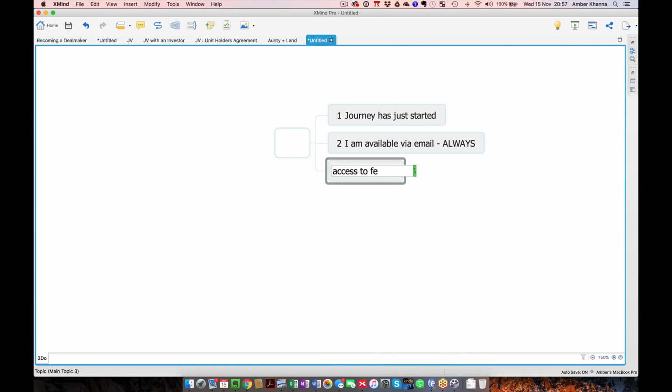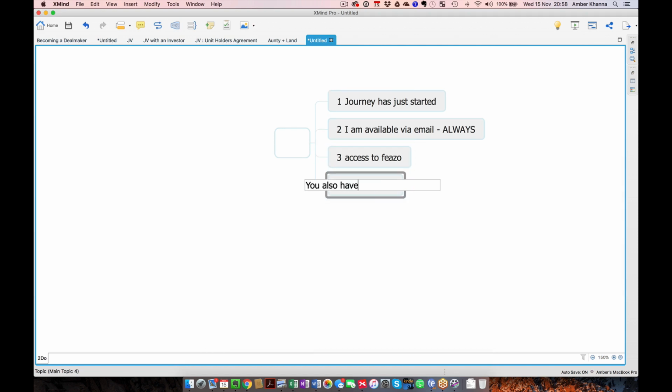So, access to the feasibility tool. I will give this access to you guys before it actually gets formally launched, so that you can test it out, play with it, do whatever you want to do with it.